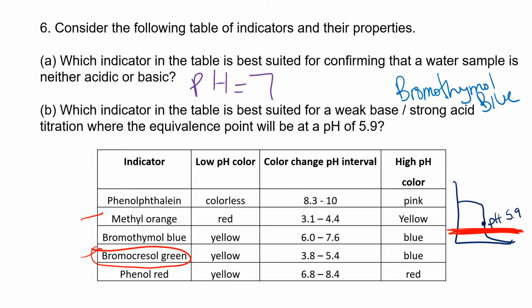If we picked methyl orange, it honestly would not be that bad of a decision, but the question is, what is the best indicator? The best indicator is going to have the color change right after the equivalence point. Methyl orange is just a little bit further away than we'd like. So for this one, it's going to be bromocresol green.